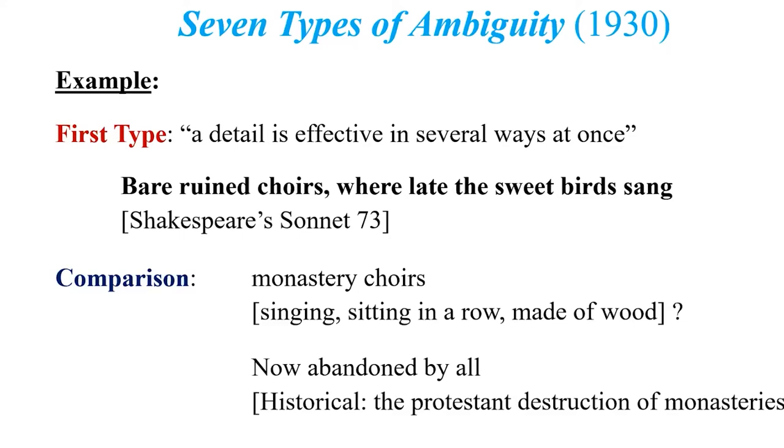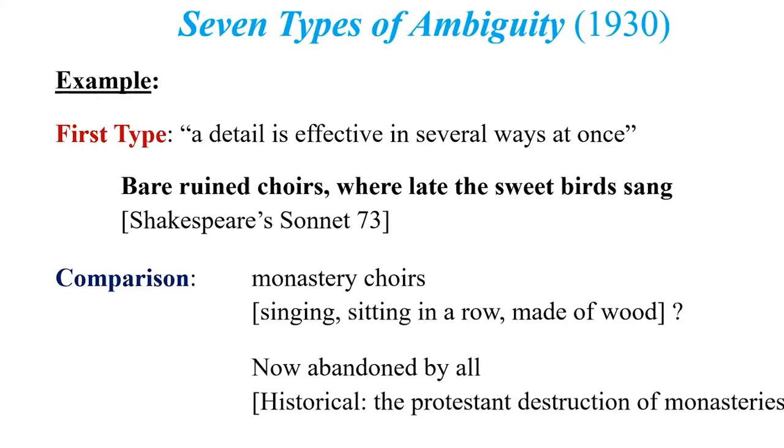Why? Because it is ruined. It is no longer, the church is no longer there. It was ruined. And the birds are not singing there. It's in the past. And if you know the context, maybe the historical context in which the sonnet is written, but that is against new criticism. We will talk about that later. Now abandoned by all. So it also gives another connotation, kind of a historical one, if you know the context. The Protestant destruction of monasteries. So in England, the Protestants had certain monasteries, Roman Catholics. So maybe this poem is referring to that destruction where people used to sing.